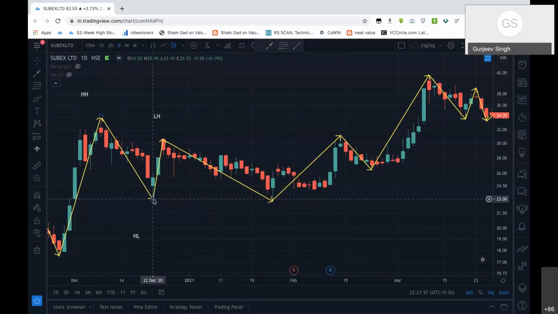Closing is not below this point. If somebody is not understanding, please focus here. The low of this point is 23 rupees and 10 paisa. And the low of this point is 22 rupees 75 paisa. For this to be a lower low, this body should have been closed below 23.1. So starting mein kisi ka question tha ki intraday basis or closing basis.